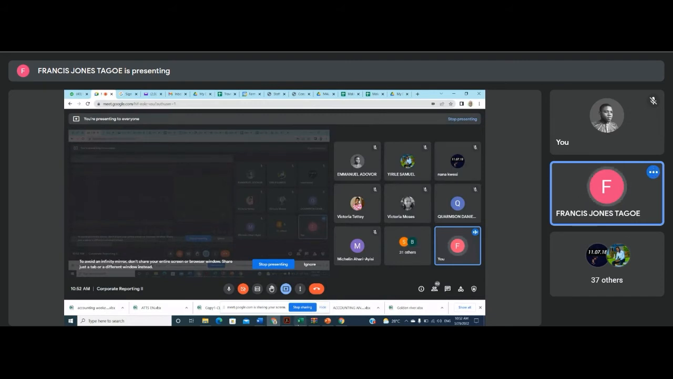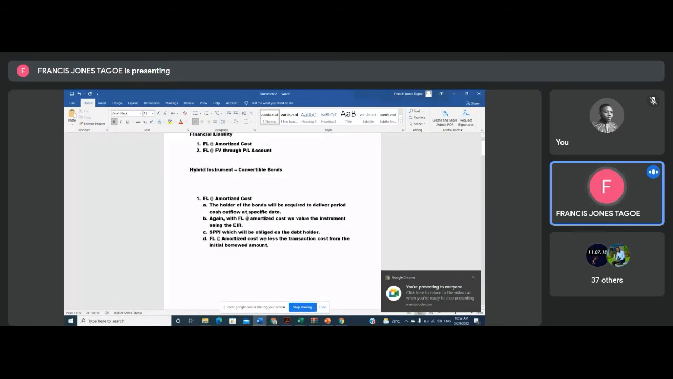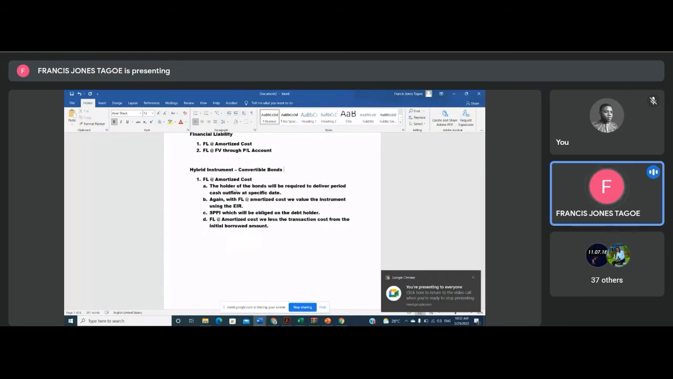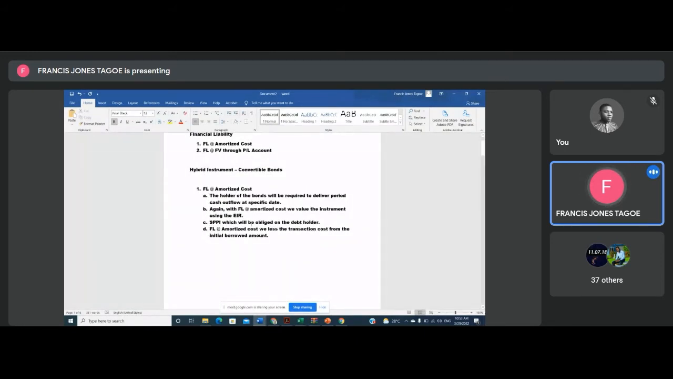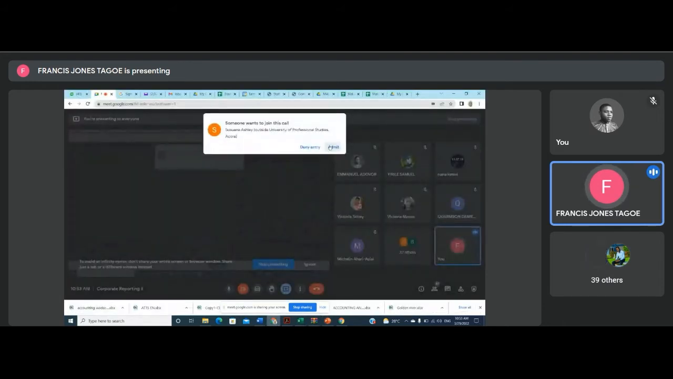So, where did I get to? Okay, so I seem to lose my thoughts. So this is a question, and you will appreciate that in this question, the effective interest rate is not given. So when it is not given, how then do we work it out?